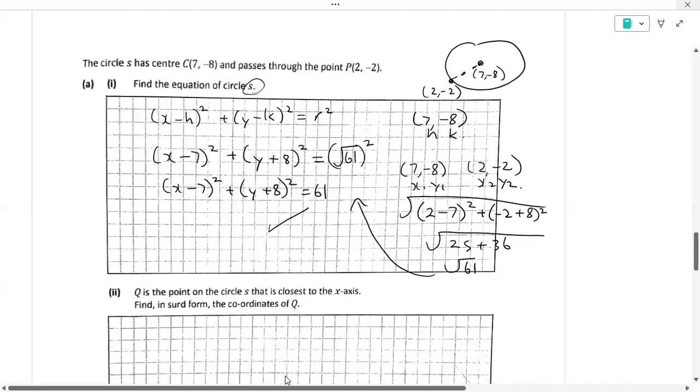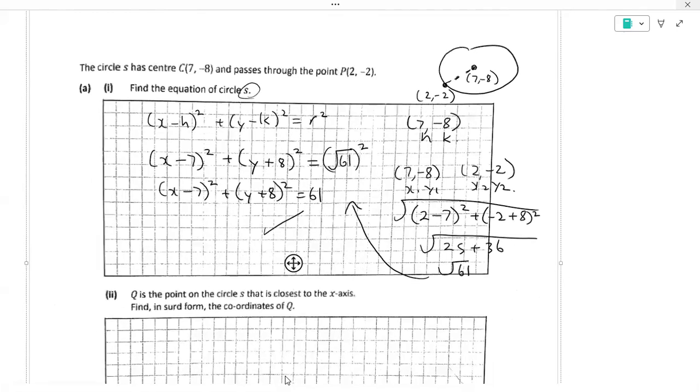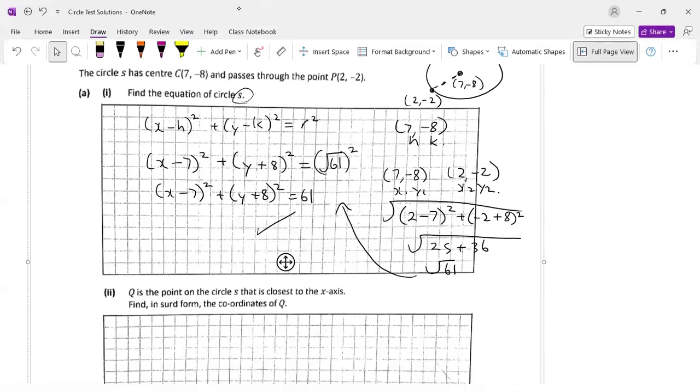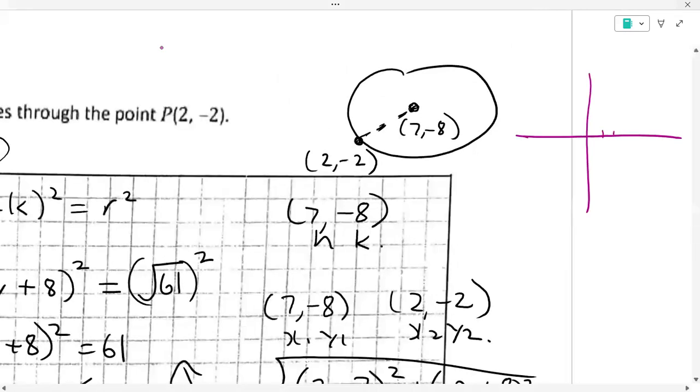And then just quickly have a look at this bit. Q is the point on circle S that is closest to the x-axis. Find in surd form the coordinates of Q. Now, let's look at our diagram for a moment. When we imagine (7, -8), if you think of your coordinate geometry diagram, (7, -8) is somewhere down here in the fourth quadrant. So the closest I can get to the x-axis, I would still have a 7, if that makes sense. So wherever this point is, it's going to be 7 something.